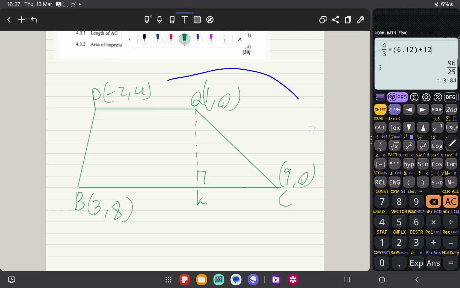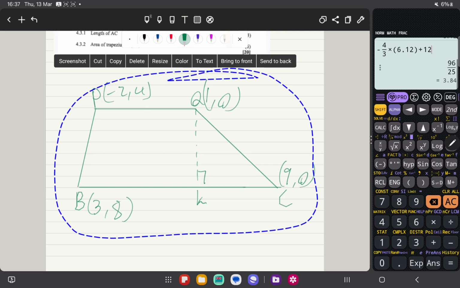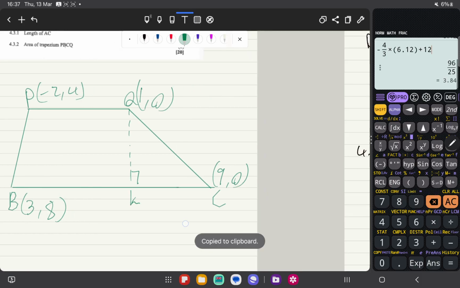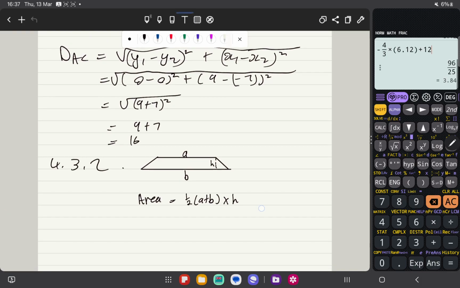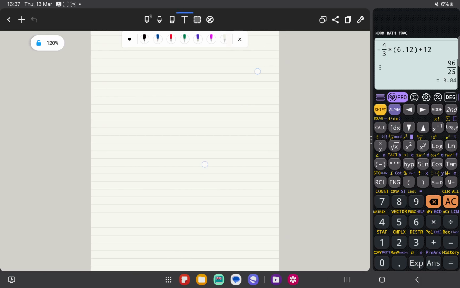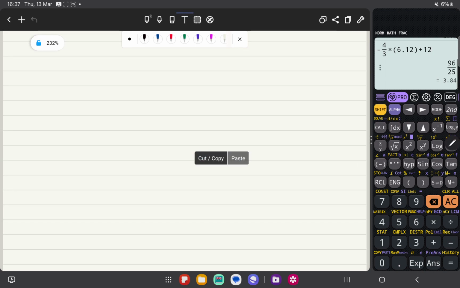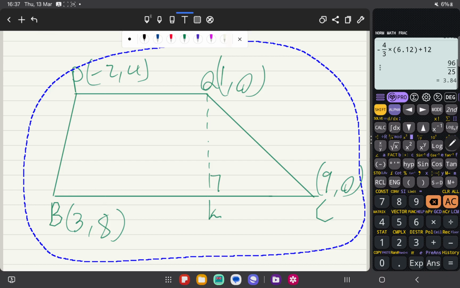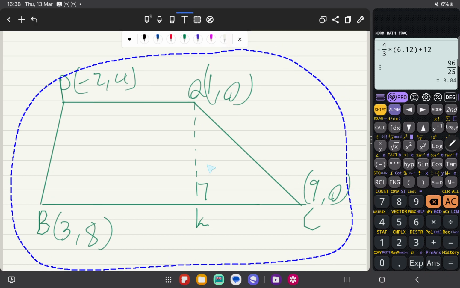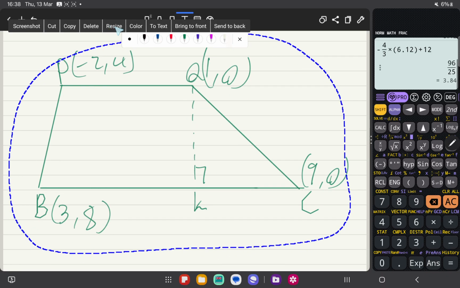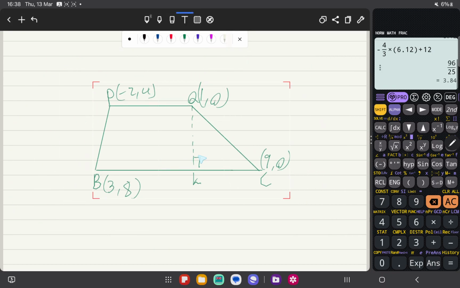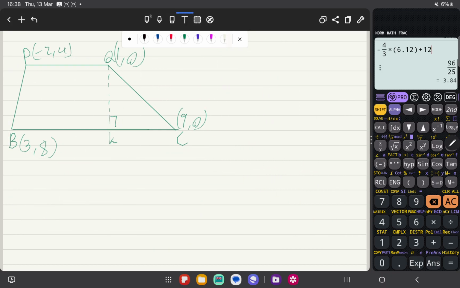So I'm gonna copy this to the next full page where I have enough space to do all my workings, right? So I'm gonna paste it here. Maybe I can resize. Cool. So this is my A, this is my B, this is my height.